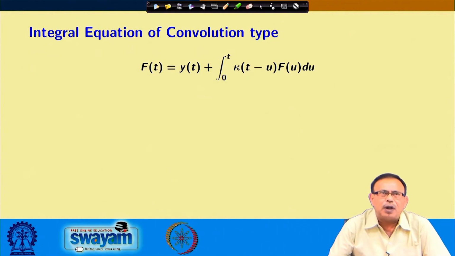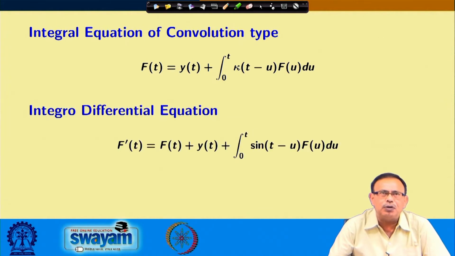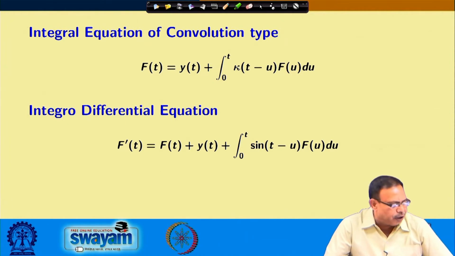Another one is the integral equation of convolution type, which takes the form f(t) equals y(t) plus integral from 0 to t of k(t minus u) f(u) du. If you remember, for the convolution type the function should be f(x) into g(t minus x). So, here it is f(t) equals y(t) plus integral from 0 to t of k(t minus u) f(u) du.